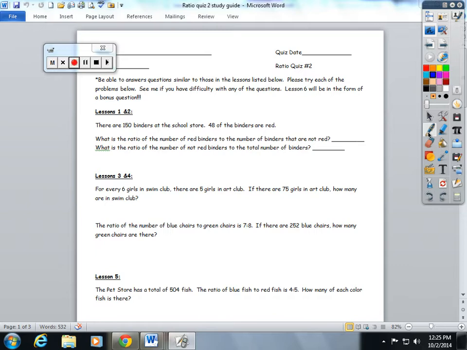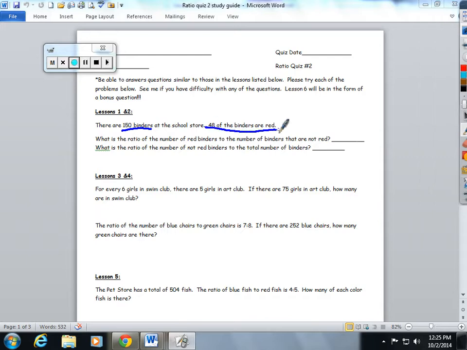There are 150 binders at the school store. 48 of the binders are red. What is the ratio of the number of red binders to the number of binders that are not red? So you would do 150 minus 48, which is 102. So then it would be 48 to 102. And then what is the ratio of the number of not red binders to the total number of binders? And that would be 102 to 150.